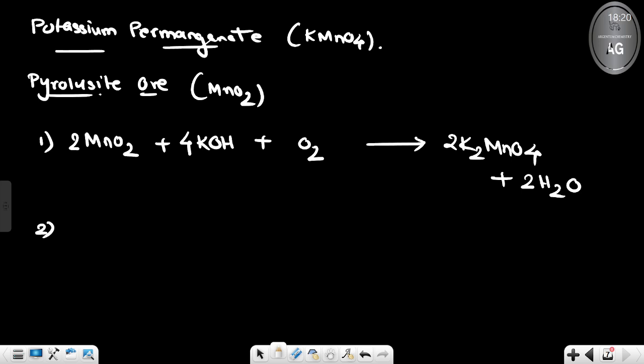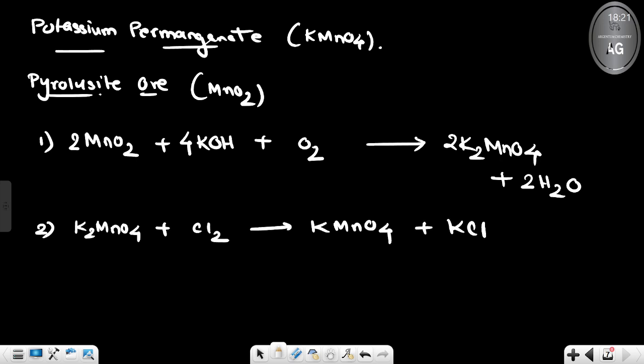Done. Next we have the second step where we will change this K2MnO4 into KMnO4. So K2MnO4 plus. How to change this? Using an oxidizing agent. So we will use carbon dioxide or chlorine. All are oxidizing agents. If you use carbon dioxide, okay. If you use chlorine, that is also okay. I think using chlorine will be much easier because that will be a shorter reaction. So K2MnO4 plus chlorine forms KMnO4 plus KCl.